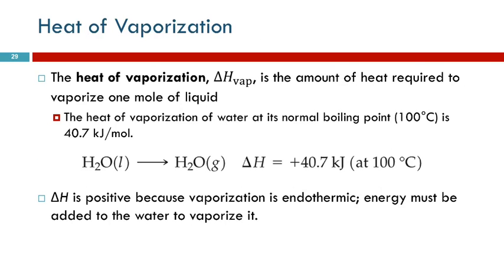Of course, we can quantify this. How much heat does it require to vaporize something? Well, we call that the heat of vaporization. It's given the symbol delta H, VAP, for vaporization. Amount of heat needed to vaporize 1 mole of liquid. So if you're vaporizing water at the normal boiling point, it's going to require 40.7 kilojoules for every mole of water that goes from the liquid to the gas state.